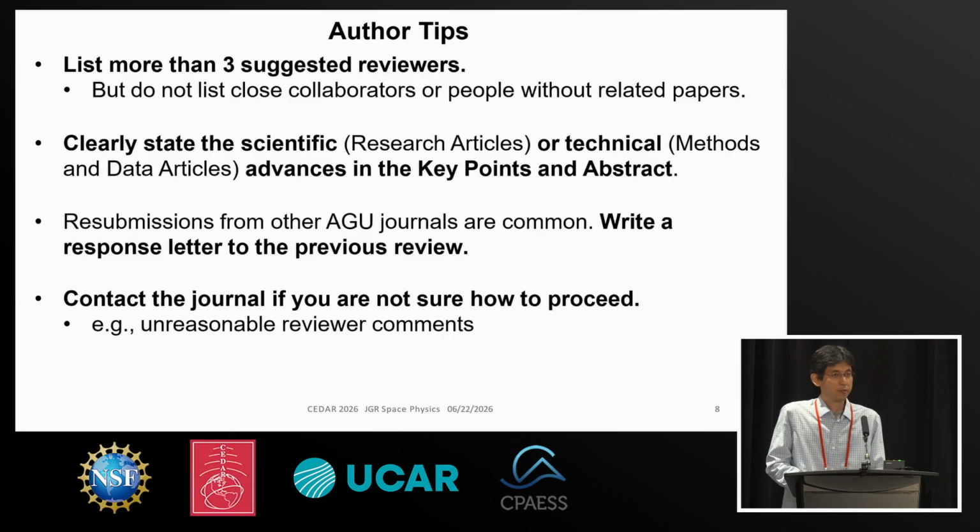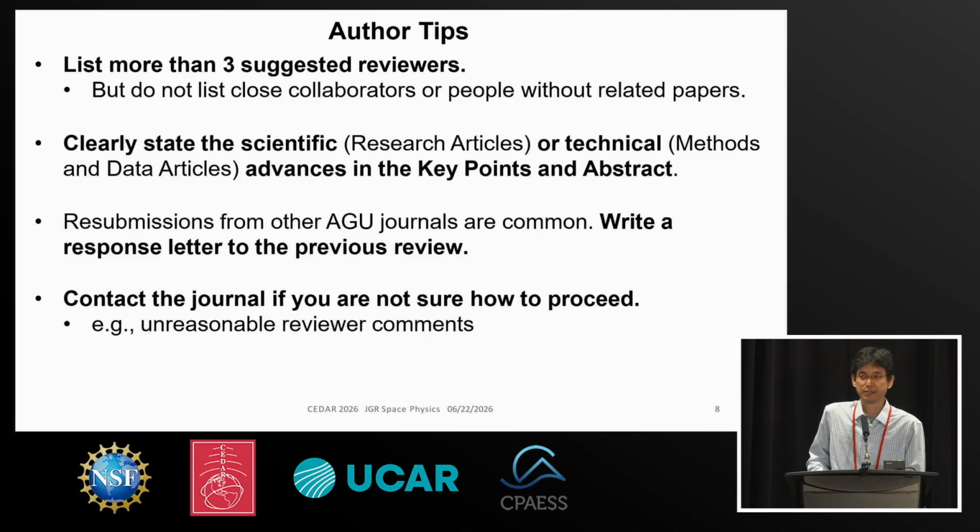Okay, what can authors do to publish the papers more smoothly? The first one I would say is to suggest more than 3 reviewers. So 3 reviewers are required to suggest, but like I said earlier, most reviewers say no to review requests. To increase the chance of selecting reviewers you want, you can suggest more reviewers. But don't list close collaborators or people who don't have relevant experience.